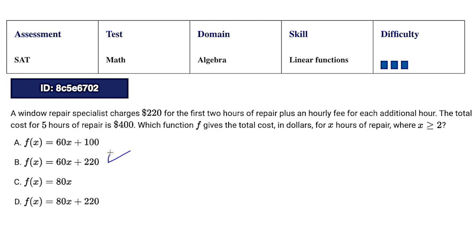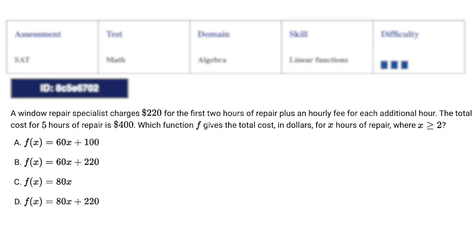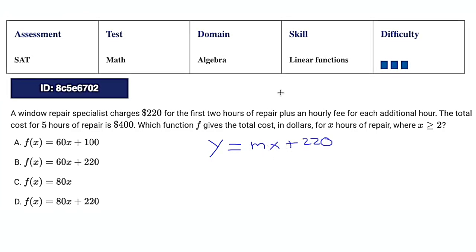All right, so we've got a linear function here, and basically we're trying to choose the equation that lines up with whatever scenario is going on. So let's figure out what's happening here. A window repair specialist charges $220 for the first 2 hours of repair, plus an hourly fee for each additional hour. So we could think of this as kind of like a one-time fee of $220. So it would be like y equals mx plus $220. As long as we remember that x is going to equal the third hour, right? Third hour. Because those first 2 hours are the $220, and then after that, it's going to be the third hour and beyond. So that's one way that we can think about it.